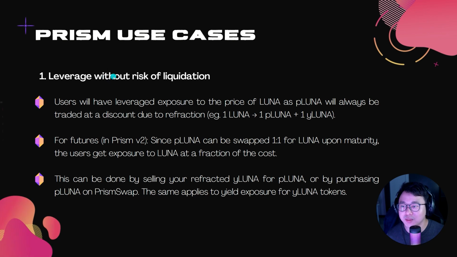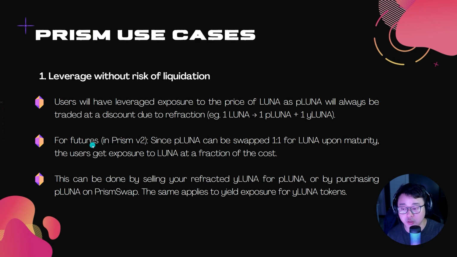So let's take a look at Prism's first use case where you can leverage without the risk of liquidation. So how this is done is basically you take your LUNA and you refract into pLUNA and yLUNA. And because pLUNA and yLUNA equals 1 LUNA, you can take your 1 yLUNA and sell it into 1 pLUNA and basically end up with 2 pLUNA for basically just giving out 1 LUNA. So in a way, it's sort of like 2 times leverage. And when you're ready to take profit on your pLUNA, you can sell it back into yLUNA 50-50 on both sides and then convert it into LUNA. And by rights, you will have more than 1 LUNA due to taking on leverage exposure to the LUNA price due to pLUNA's nature.